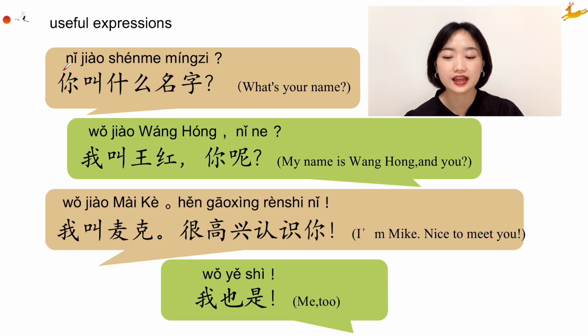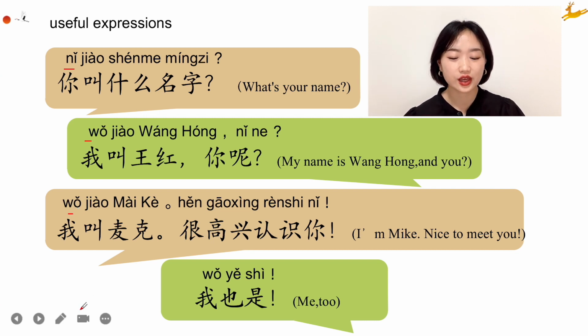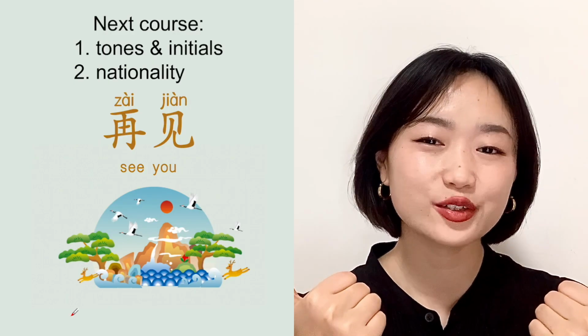And the dialogue about names and nice to meet you. Follow me, everyone. 你叫什么名字？我叫王红。你呢？我叫麦克。很高兴认识你。我也是。很好, everyone, good job.